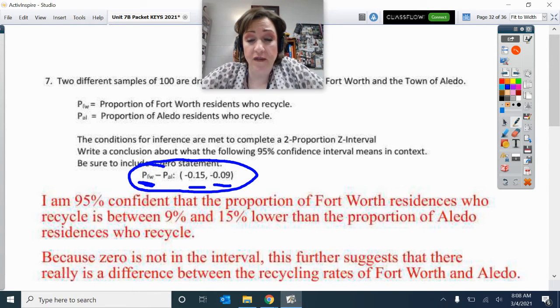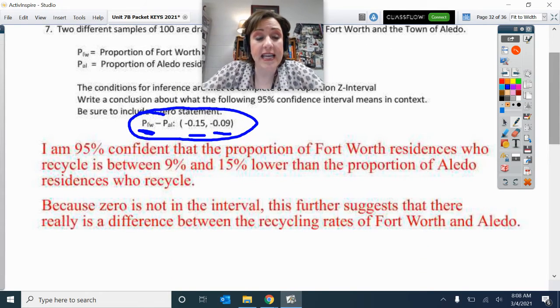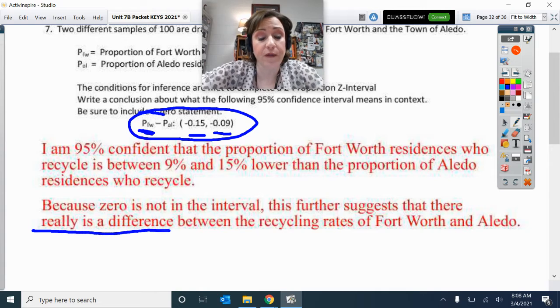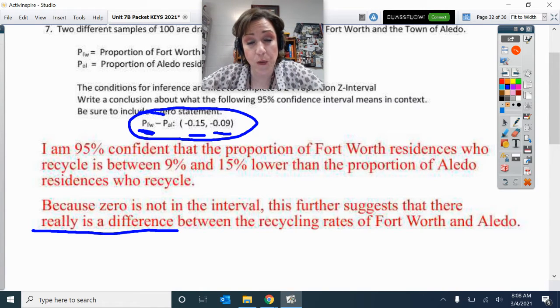So I'm 95% confident that the proportion of Fort Worth residences who recycle is between 9% and 15% lower than the proportion of Alito residences who recycle, and 0 is not in there. So this is evidence of a difference between the recycling rates of Fort Worth and Alito.